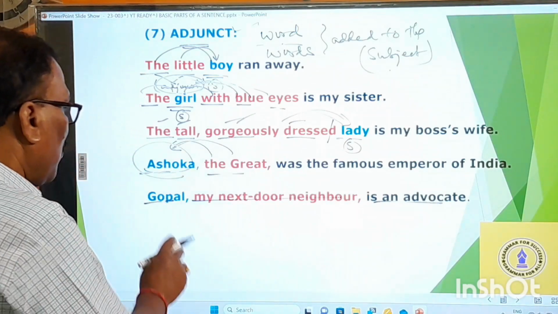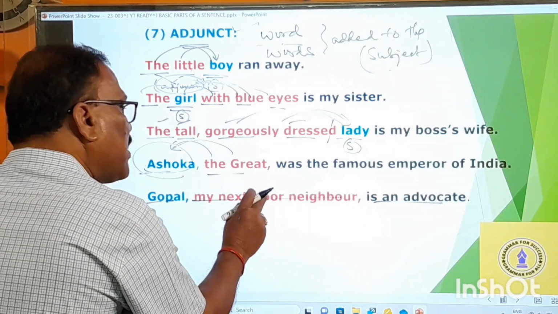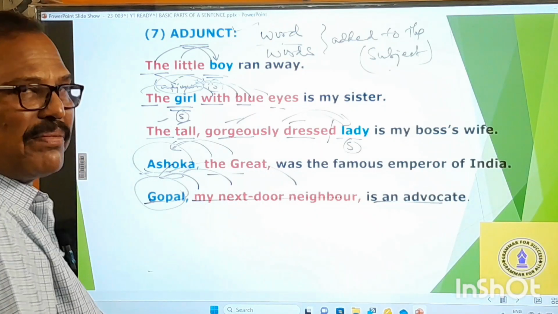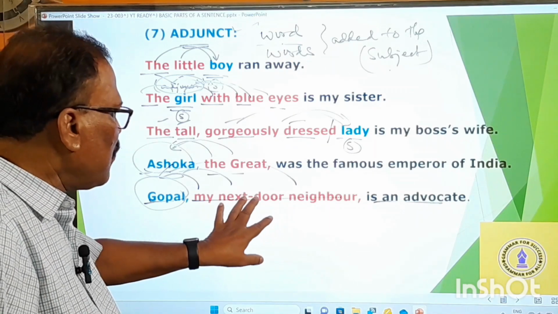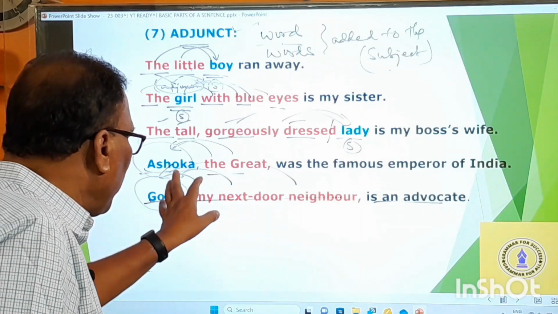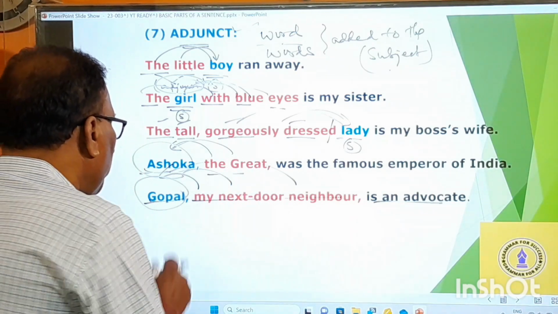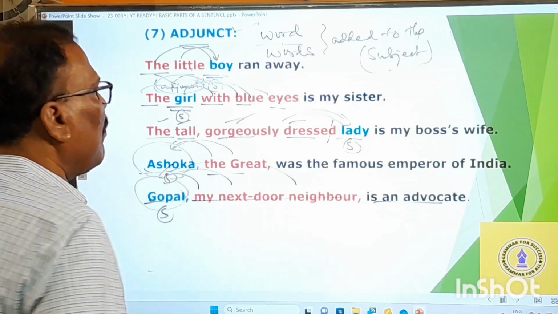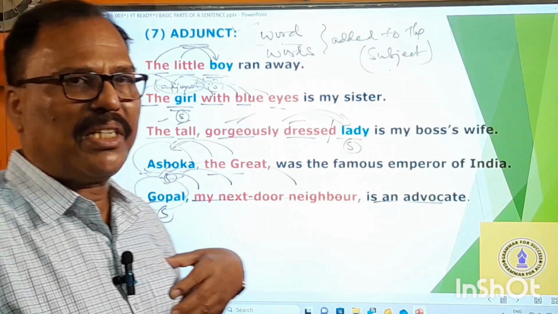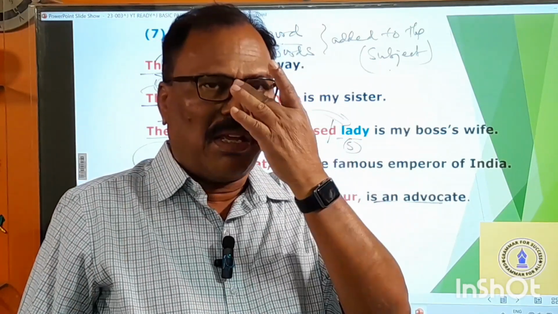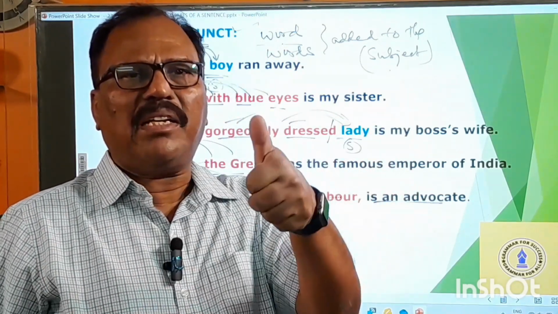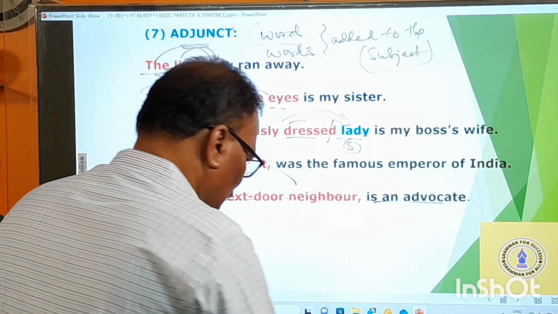So here, if I say Gopal is an advocate, you don't understand anything. But here, if I say Gopal, who is Gopal? My next door neighbor. What are these words doing? These are all adjuncts. They are qualifying or describing this subject. So now you have learnt about the adjunct. Adjunct is a word or words added to describe or qualify the subject. Very clear, very simple. You can easily understand, I'm sure.